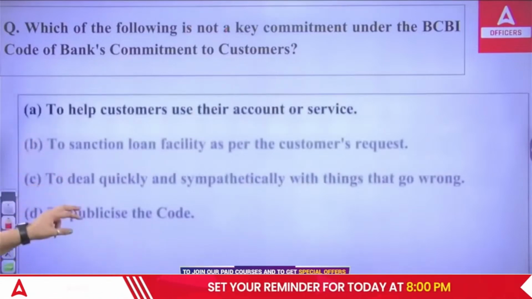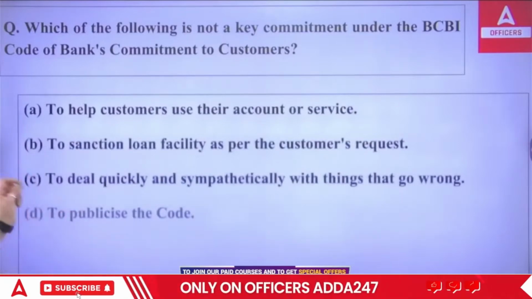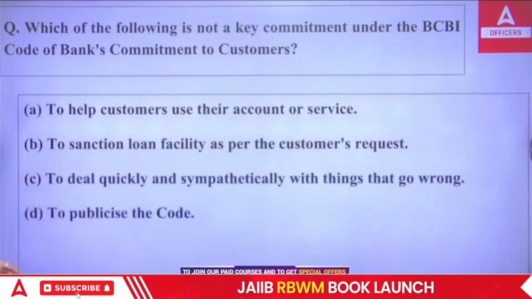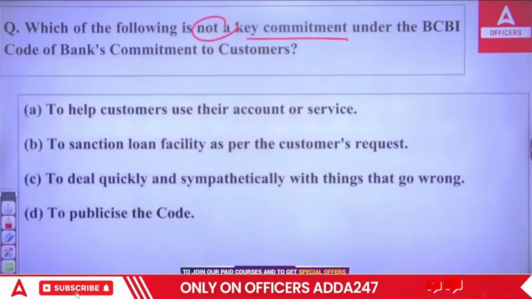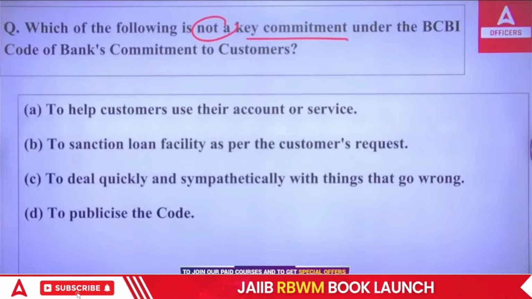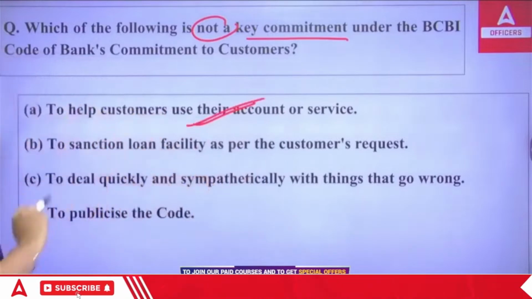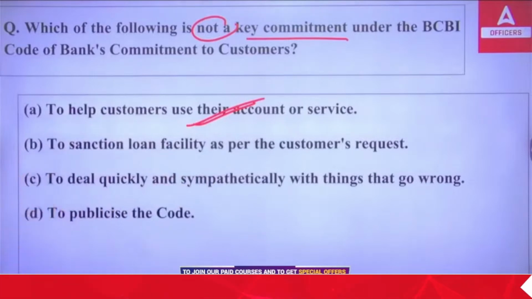To help customers use their account or service, to sanction loan facility as per customer request, to deal quickly and sympathetically with things that go wrong, to publicize the code. So what do you think? To help customers use their account or service, this is a commitment that the bank has towards the customer. They have to help customers to use their account and the services they are taking from the bank.